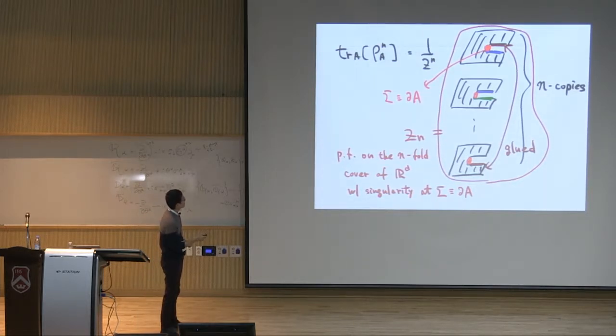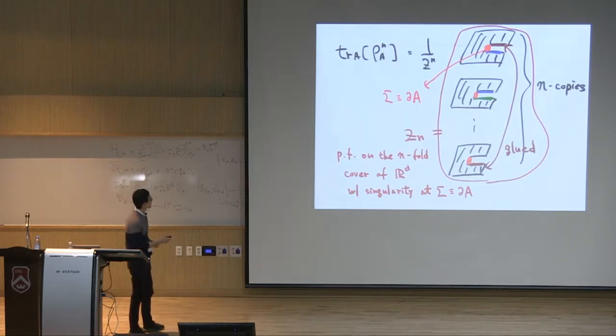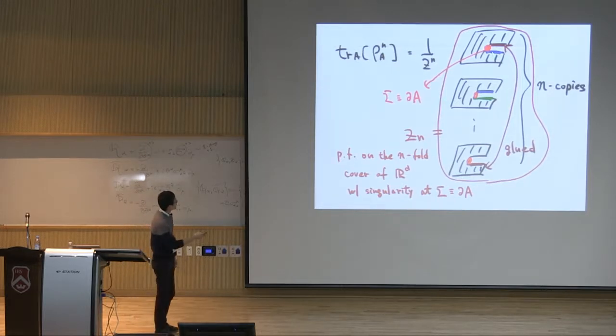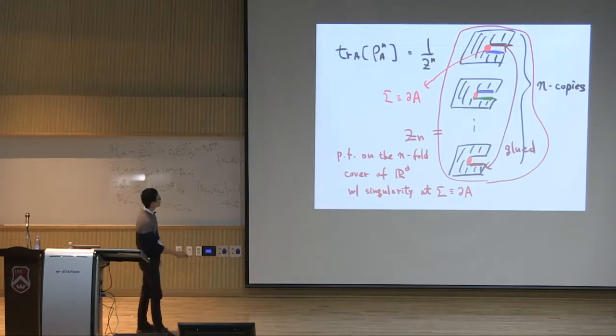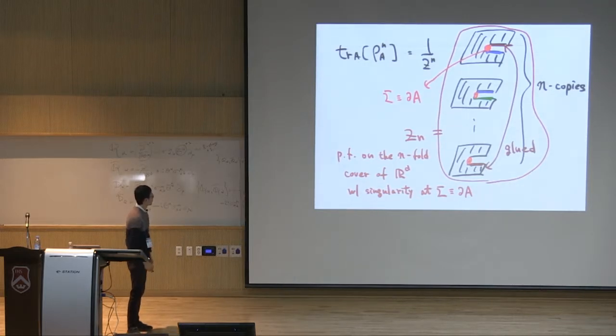But this singularity is in general at the boundary of the region A at constant time. So it is basically a codimension-two singularity in the d-dimensional manifold. This is the Euclidean picture, and you glue n copies of them together. And so this becomes one manifold, usually called the n-fold cover. If you start with flat space, then it is an n-fold cover of flat space.